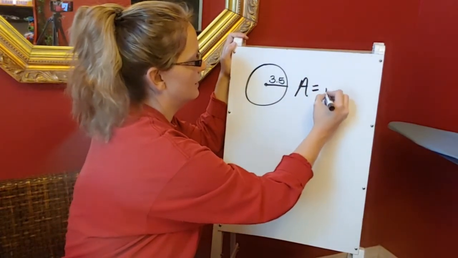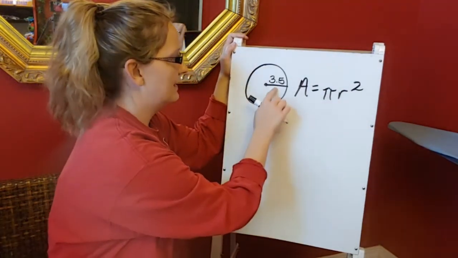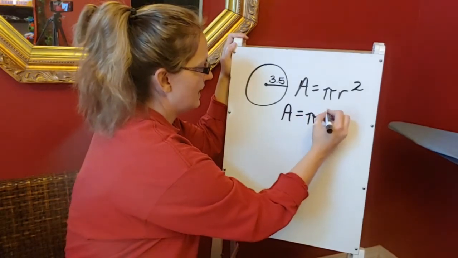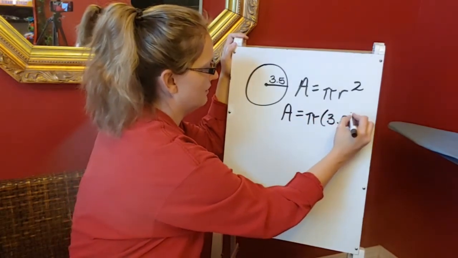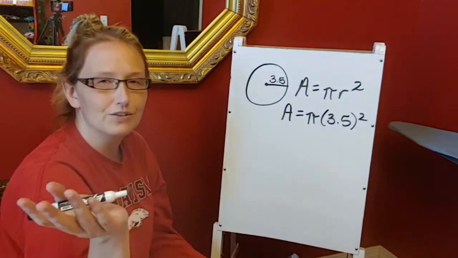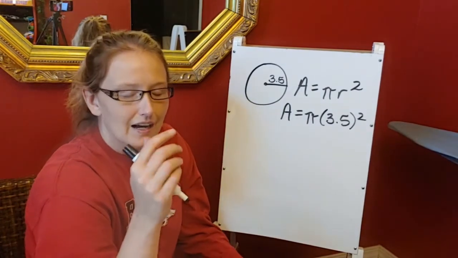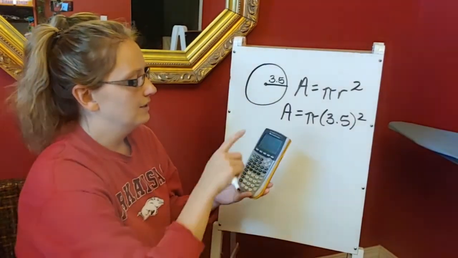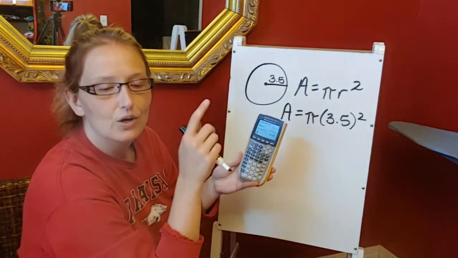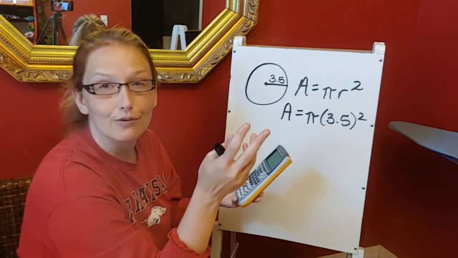Area of a circle is pi times r squared. So I already have r, that's 3.5. So area equals pi times 3.5 squared. Now depending on what your directions say on your AMI packet, I can't remember right now what it says, you can use your pi key on your calculator, which is just second and your caret key gives you pi, or you could just use 3.14. Okay, so I'm going to use 3.14 for pi.